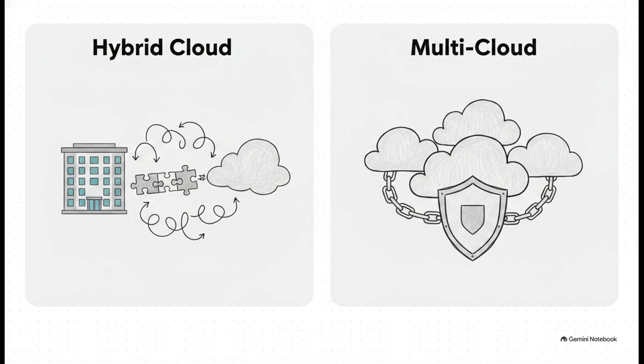On the flip side, you have a multi-cloud strategy, which means using multiple public clouds simultaneously. Think running AWS and Azure at the exact same time. The massive win here is that it completely eliminates single vendor dependency and massively boosts your overall resilience.